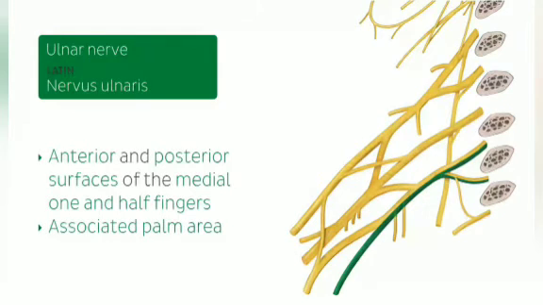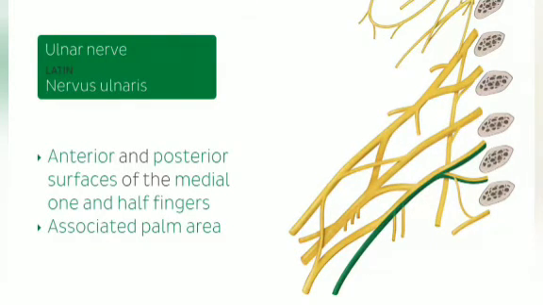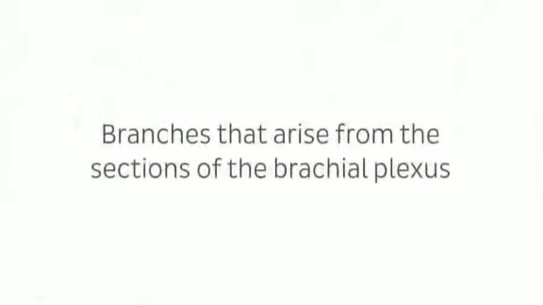So until now, we've seen and described the sections of the brachial plexus, as well as the main terminal branches of this plexus. But in addition to these nerves, the brachial plexus gives off some other nerves that arise from different sections of the plexus. These are known as pre-terminal nerves.